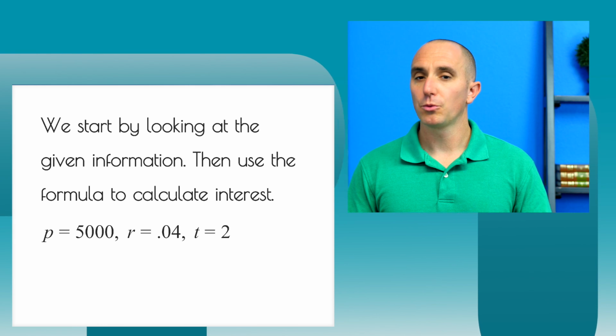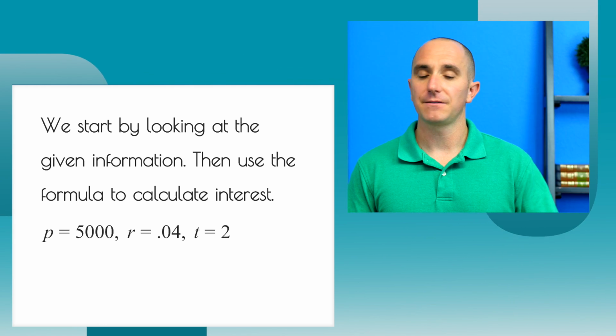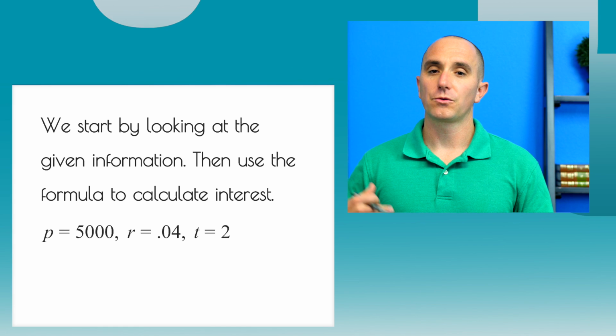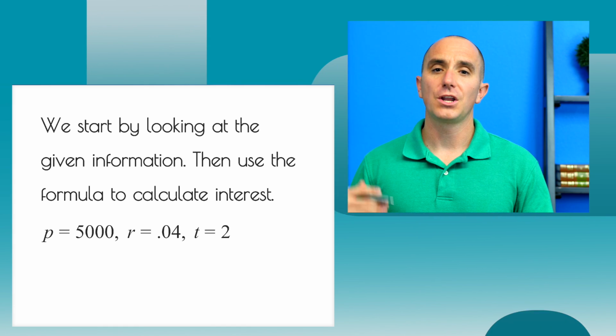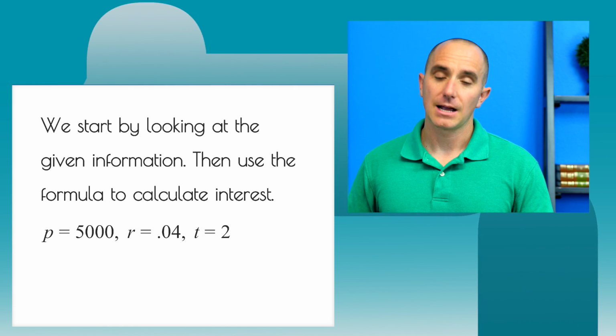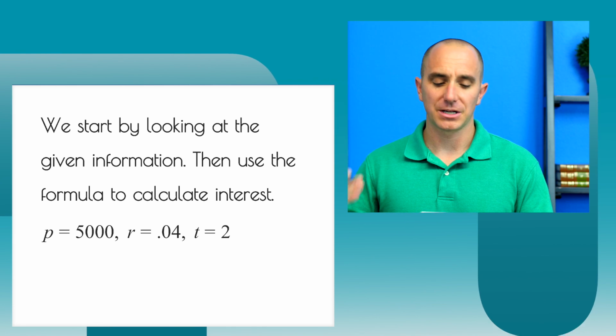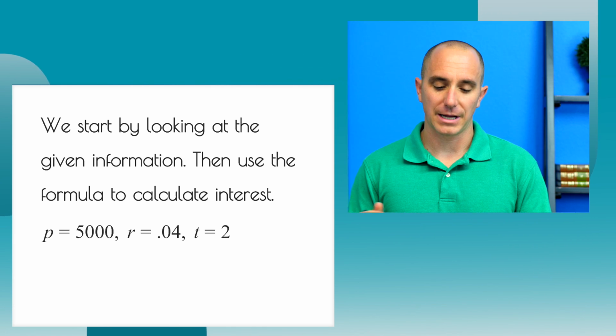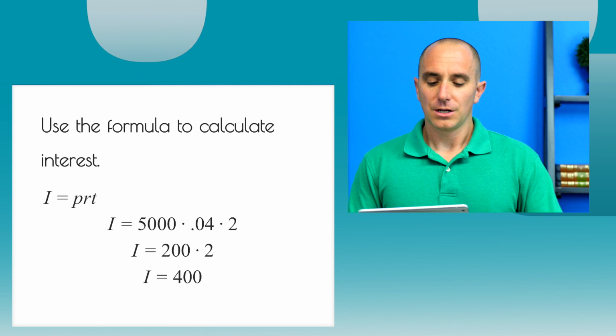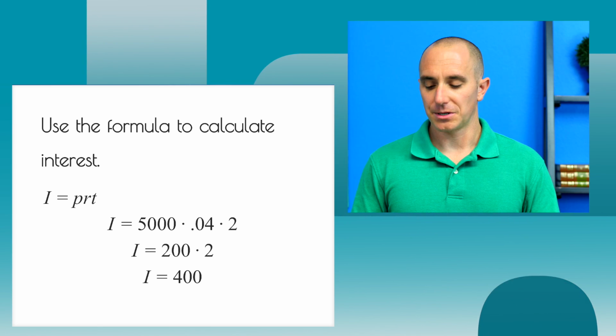So we have our principal, which is $5,000, the money that you saved and invested. You have the rate, which is represented by 4/100ths because it was 4%. And then we have time, which is represented by 2 because that's how many years you left it in the bank. So now you're going to use this formula to calculate the interest.